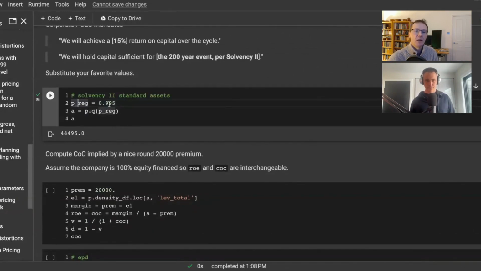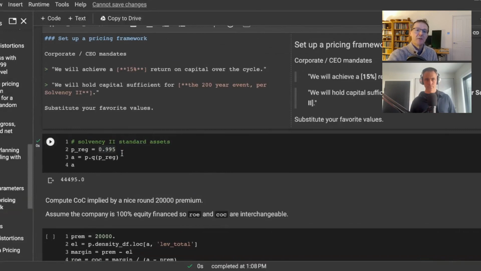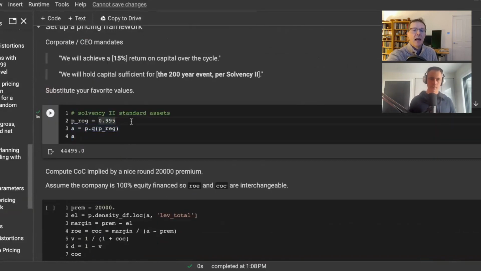So P-reg is going to be our regulatory capital standard as a probability. The 99.5 is 1 over 200. And then we'll compute our assets A as the 99.5 value at risk in aggregate from our portfolio. So if you execute that, you get 44,495. So that is your 1 in 200 return from that book that we created.